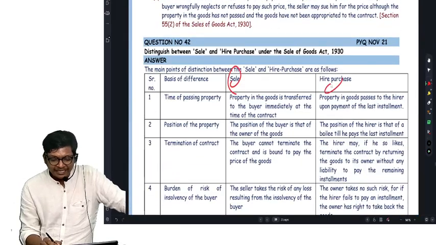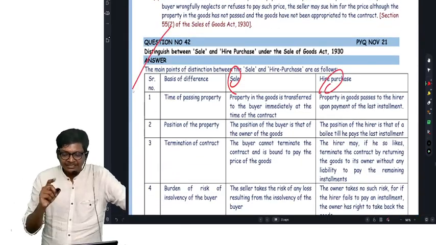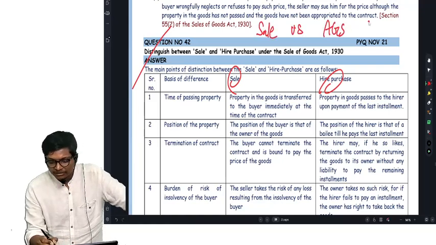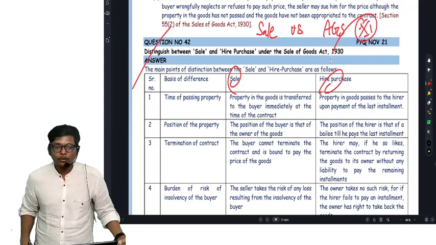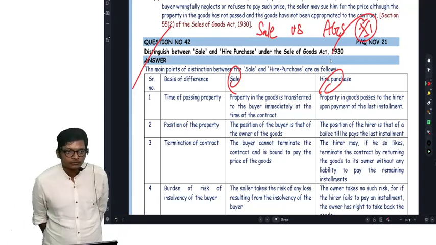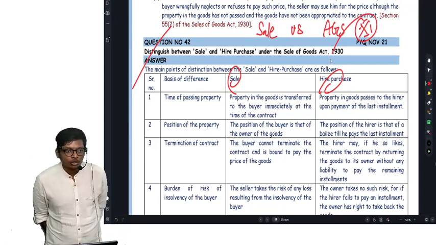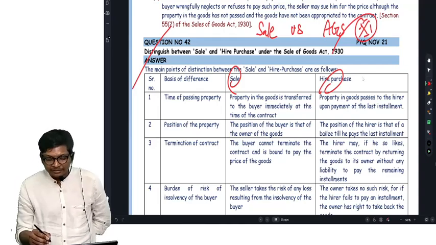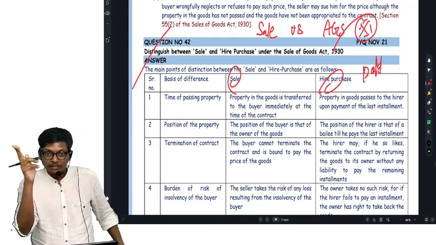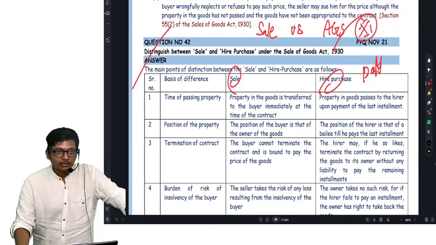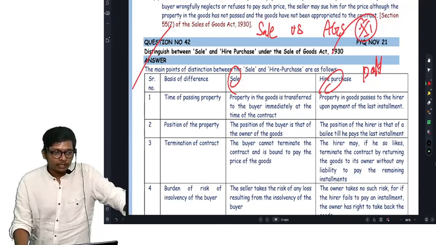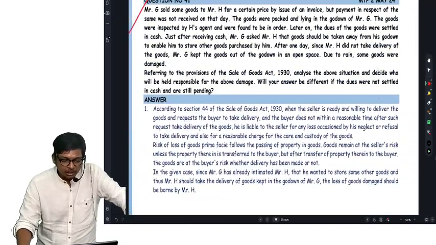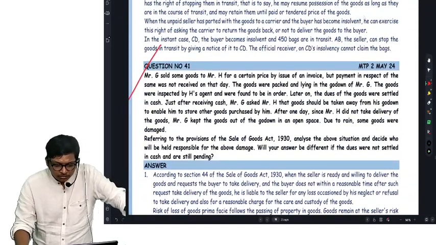Differentiate sale and hire purchase. Fairly simple. This time for your exam, I will tell you: sale versus agreement to sell, mark it as an important difference. Was it asked before? No, in September they have not asked this, correct? So sale versus agreement to sell, there is one table in the book with 8 points, I think, that you mark as important. Anyway, I will add it to my expected questions also. Okay, that's it. Have we finished this question?